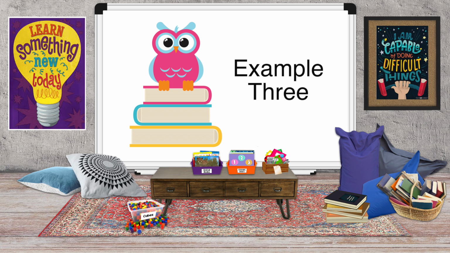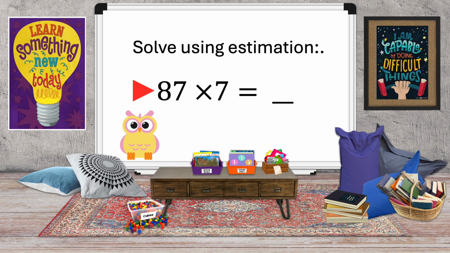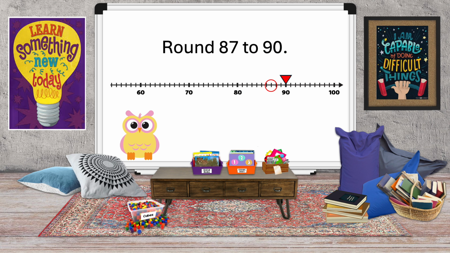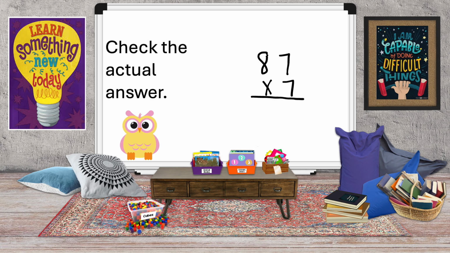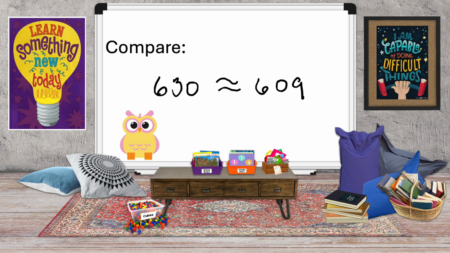Example 3. Solve 87 times 7 using estimation. Round 87 to 90. 90 times 7 equals 630. Check the actual answer. 7 times 7 equals 49. Bring down the 9 and regroup 4 tens. 7 times 8 equals 56, plus 4 equals 60. The real answer is 609. Once again, our estimate is close.